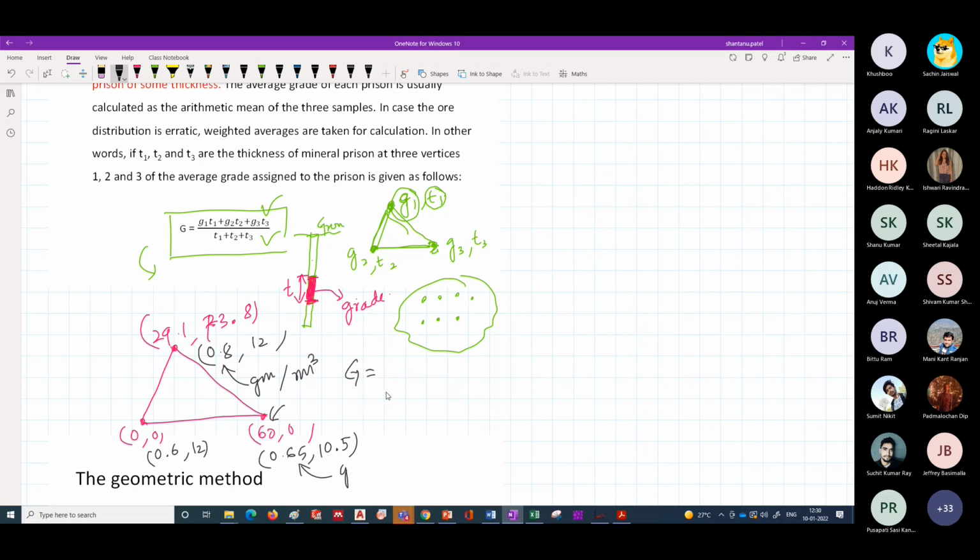So what is G, the average grade? This comes out to be 0.68, you said? Yes, 0.685. So the total amount is coming out to 17,420 grams, right? Yes, sir. Okay, not bad. Some 17 kg of gold we got. Okay, so does anybody have a question?